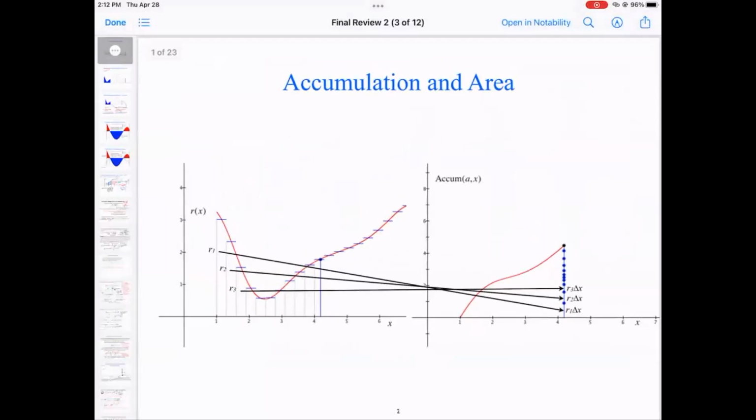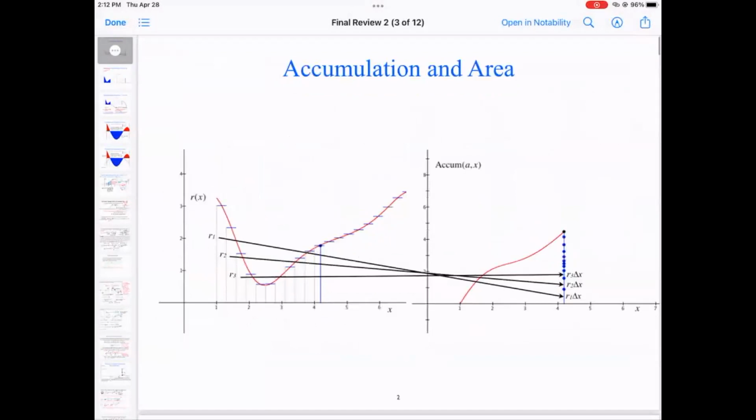So Barbara actually made the connection between accumulation and area. Did you guys calculate area in recitation too? Not really. Well, you're mostly going to do that in Calc 2, area and volume, but let's see.